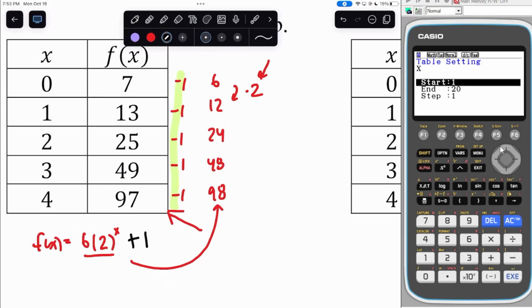1 to 20 seems like too much. Maybe starting from 0 to 4 is better since that's the actual given points that we have here. So let's take a look. Let's go ahead and press execute. Let's go and find the table now. And we see the set of output values match the current function that's being described to us. So this is perfect. The equation we made is exactly what we want.